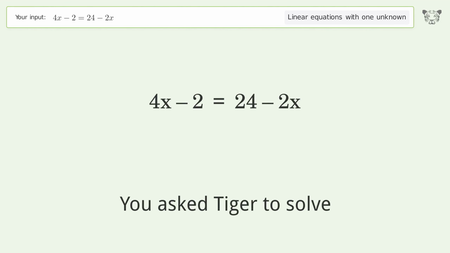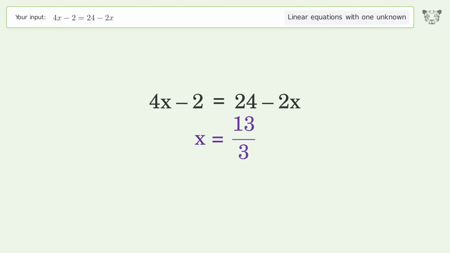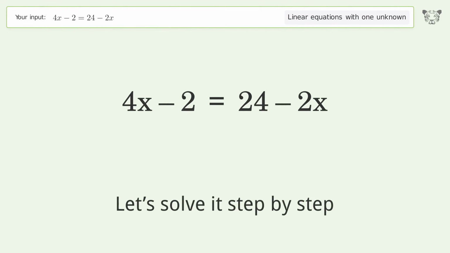You ask Tiger to solve. This deals with linear equations with one unknown. The final result is x equals 13/3. Let's solve it step by step.